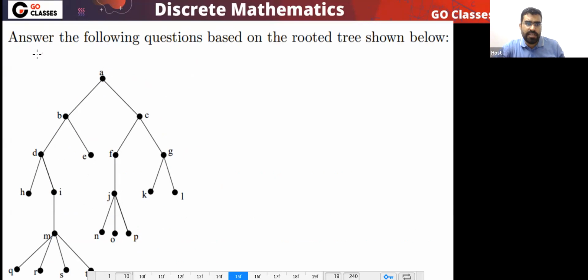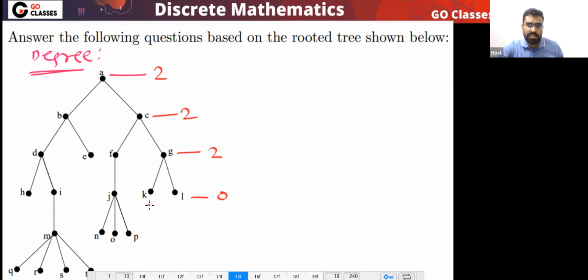Okay, let's find the degree of every vertex. What is the degree of this vertex? That is 2. Degree of this vertex 2. Degree of this vertex 2. Degree of this vertex 0. Degree 0. Degree 2. Degree 1. Degree 2. Degree 1. Degree 0. Can anyone tell me what is the degree of this vertex j? That is 3. Degree of this vertex 0. Degree of this vertex 4.